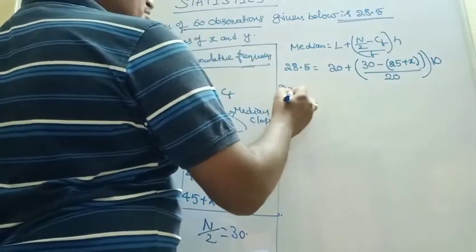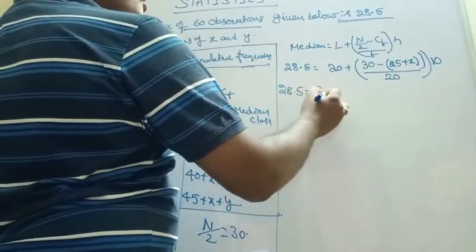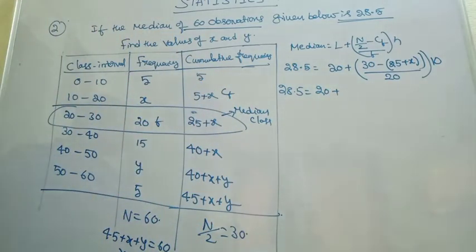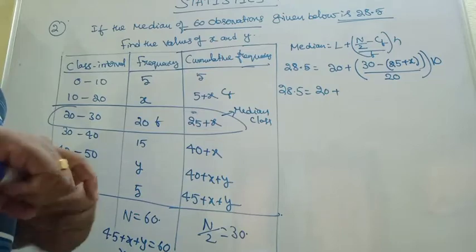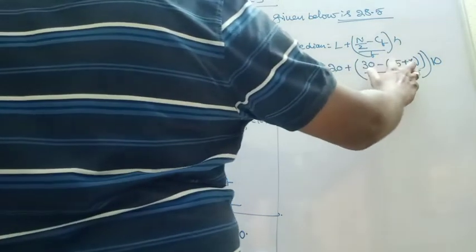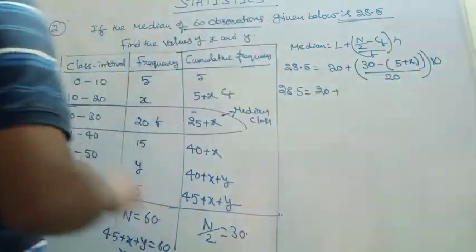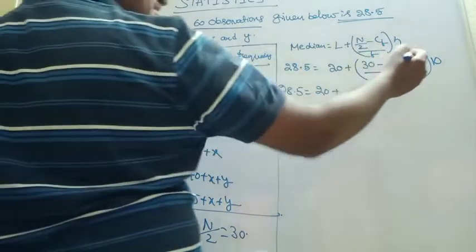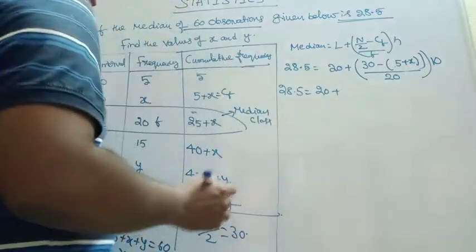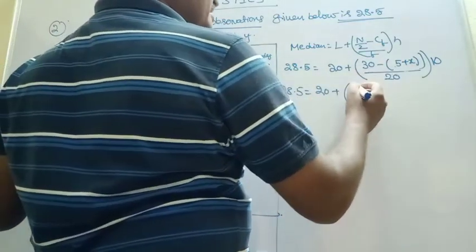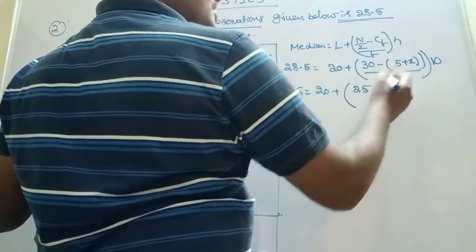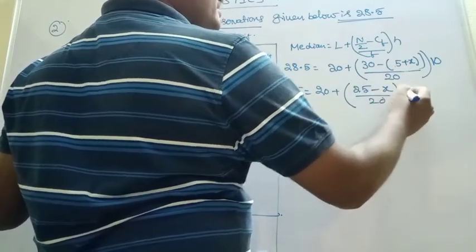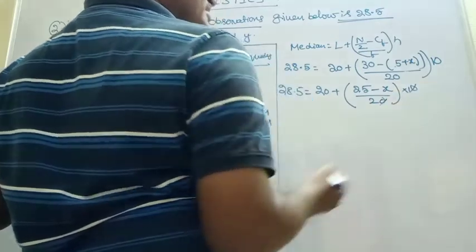Now 28.5 is equal to 20 plus, you have here like this. Here this is actually 5, it is not 25, this is actually 5. CF is equal to 5 plus x. That's why here 30 minus 5 plus x by 20 into 10. Now this is equal to 30 minus 5, that is 25 minus x, whole by 20 into 10. That is 1 time, so we can simplify very nicely.